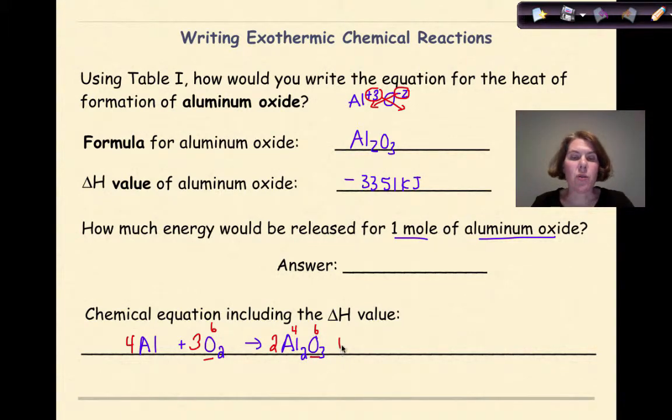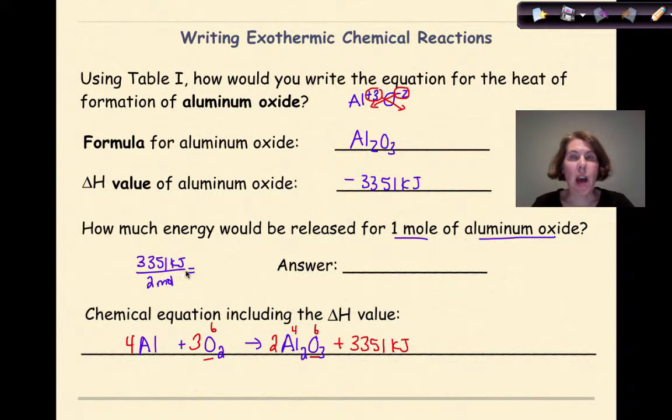Therefore, I'm going to list this, because it's an exothermic value, on the product side. 3,351 kilojoules. Now we go back to the question of how much energy would be released for 1 mole of aluminum oxide. Well, if this is for 2 moles of aluminum oxide, what I need to do here is say 3,351 kilojoules divided by 2 moles.